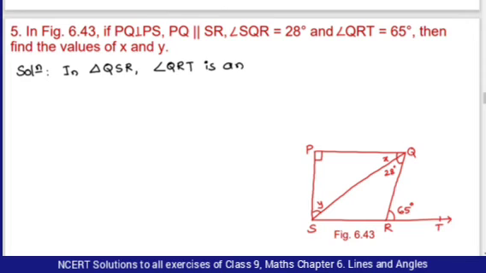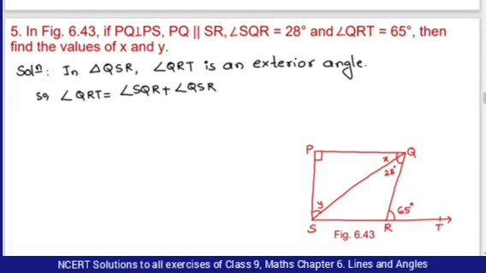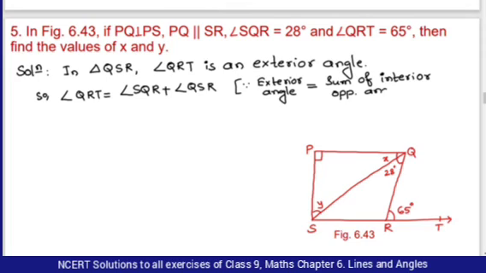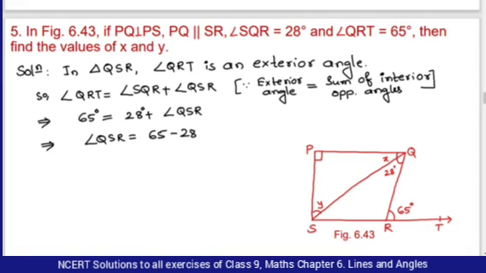angle QRT is an exterior angle. Angle QRT is an exterior angle. So, angle QRT is equal to angle SQR plus angle QSR, since an exterior angle is equal to the sum of the interior opposite angles. Therefore, angle QRT is equal to angle SQR plus angle QSR. This implies angle QRT is 65 degrees, which is equal to 28 plus angle QSR. Then angle QSR is equal to how much? 65 minus 28, that is 37 degrees.